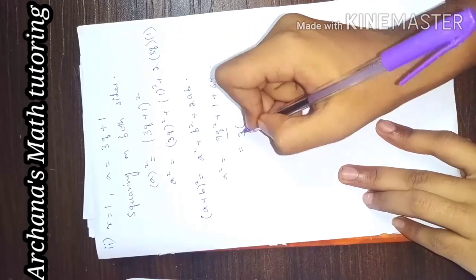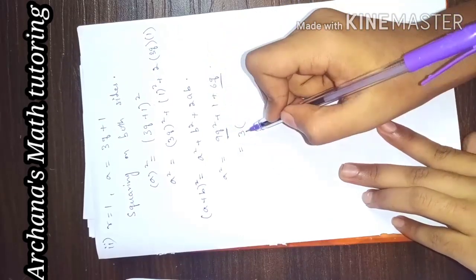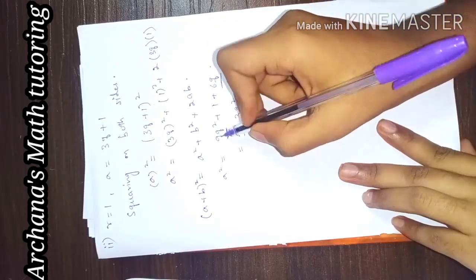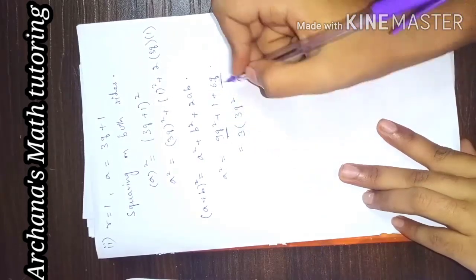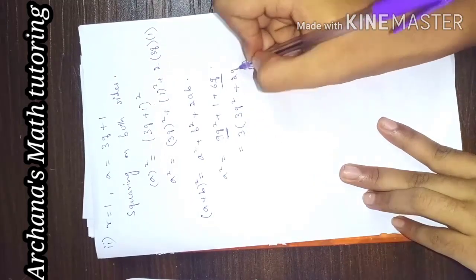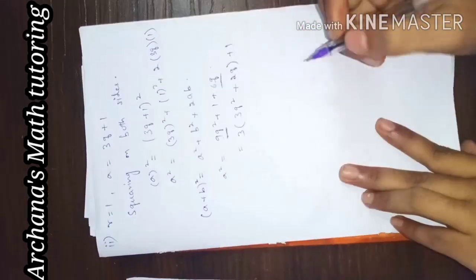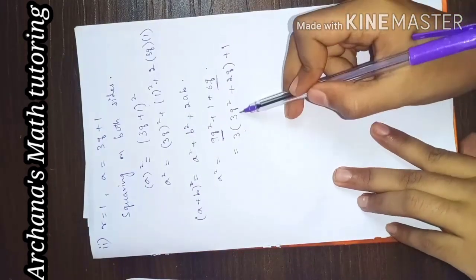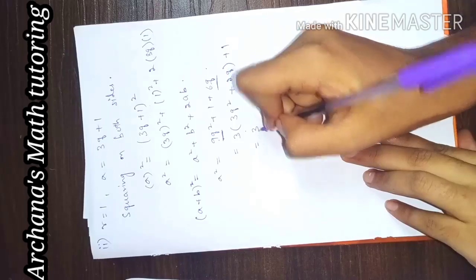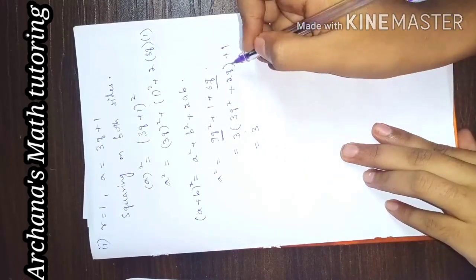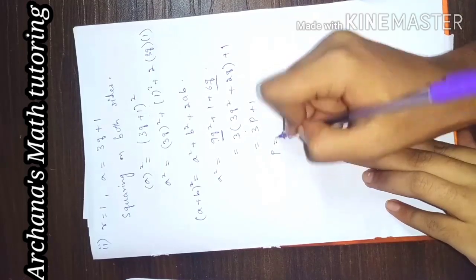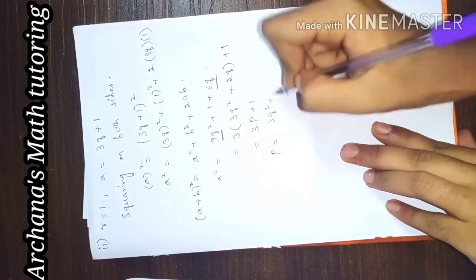3 into what gives 9q square after removing 3? 3 into 3 is 9 and q square as it is. This is 9q square plus, after removing 3 from 6 we will be having 2q. So this is 3 into (3q square plus 2q) plus 1. If we take 3q square plus 2q as p, this is in the form of 3p plus 1, where p is 3q square plus 2q.